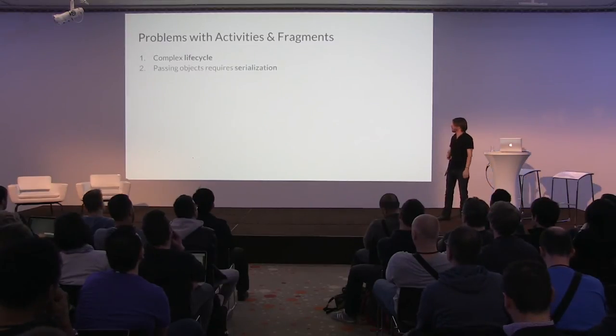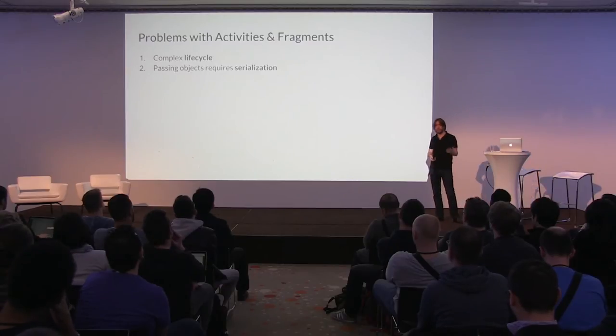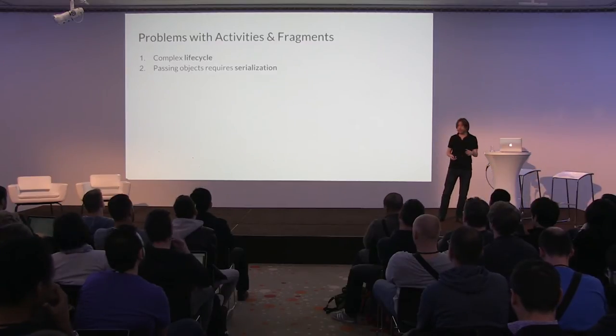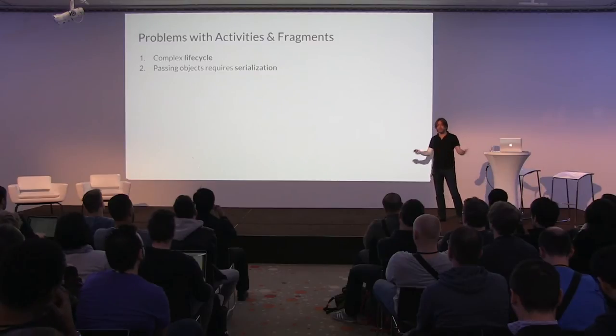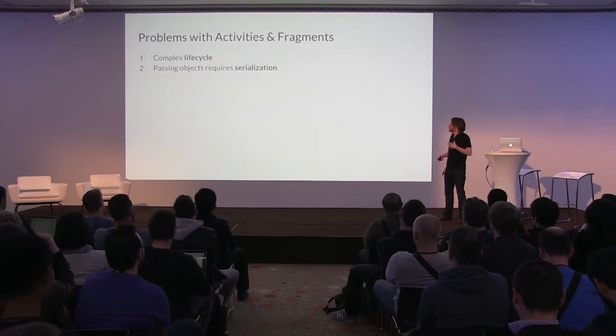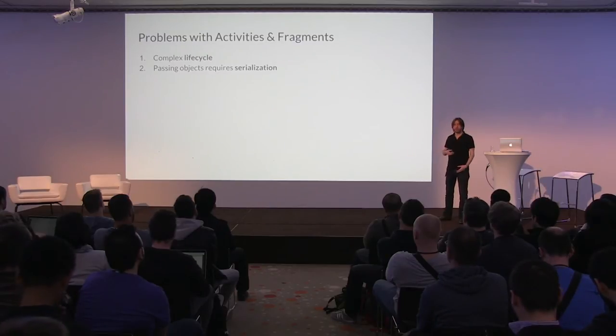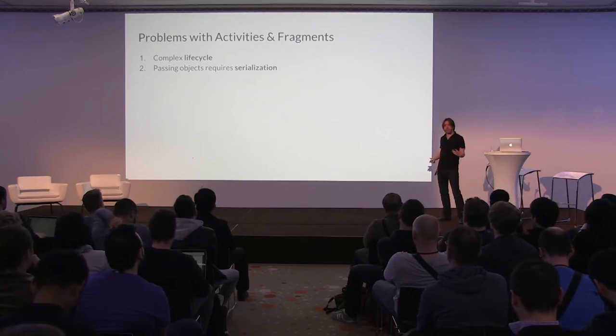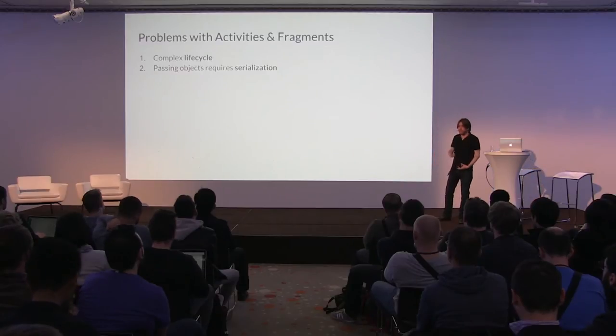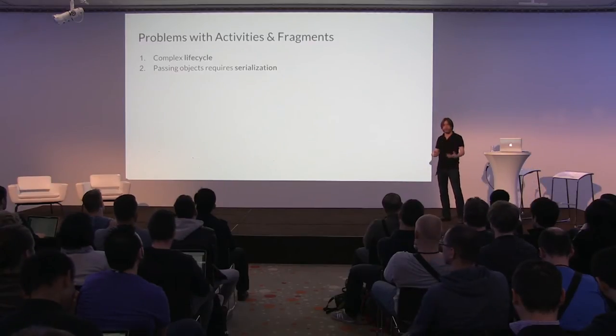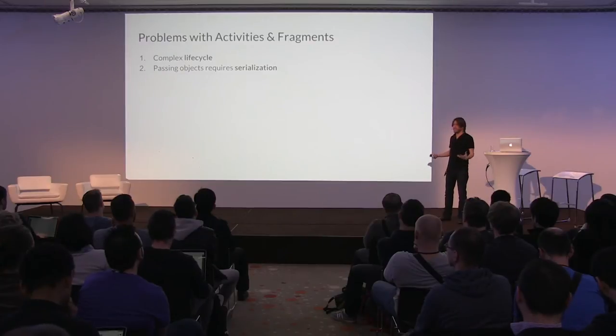So the complex life cycle we talked about. Passing objects requires serialization. And it's great. I mean, there is a reason behind all of this, they didn't come up with that at random. They wanted to address the generic case, right? Where you go from one screen to another, and because your memory is limited, the screen might be killed, so everything needs to be serialized, that way it can be restored. Okay, but that's really cumbersome.